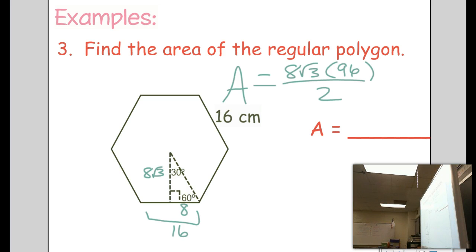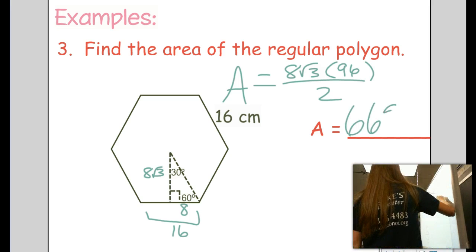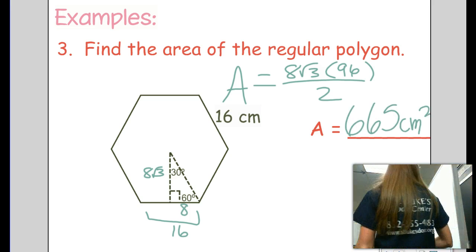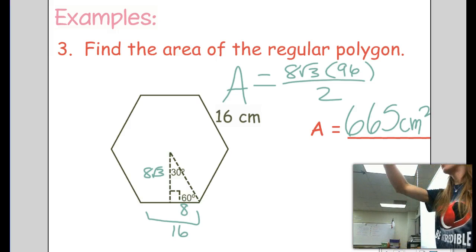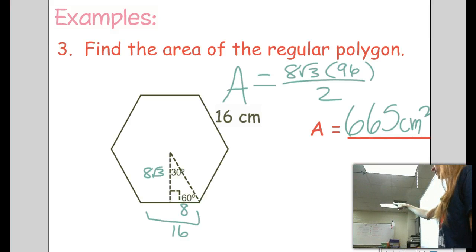11/2. That's better. What is it, Torin? 665 centimeters squared. It didn't tell us what to round to, so if you rounded to a decimal point, that's fine. Are we okay? I got it now.